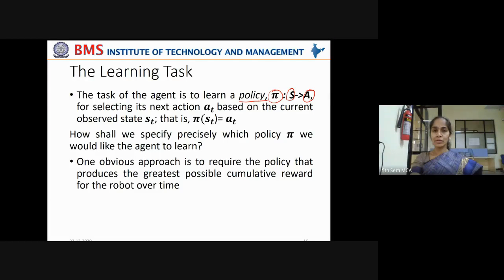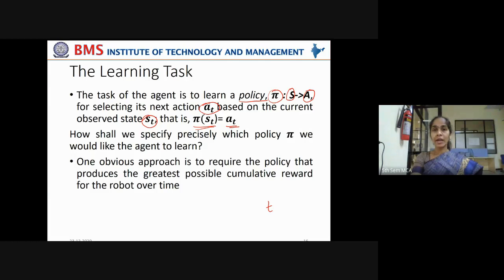That is the control policy that has to be learned, for selecting its next action AT based on the current observed state ST. What is this T? It tells us the point of time at which that particular state of the agent is captured. So we denote it by AT and ST. Now, if an action has to be defined, that action AT is defined as pi of ST. It is a function of the state.